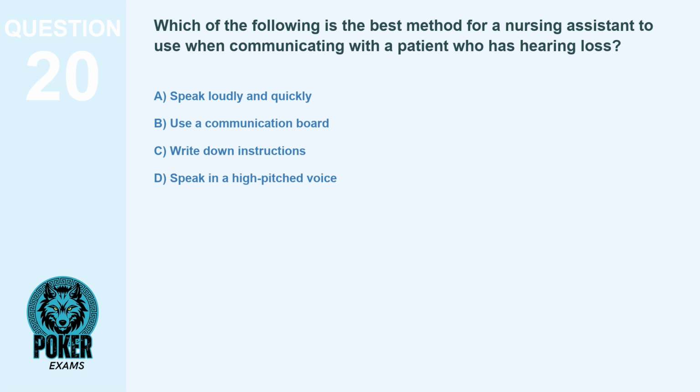Question 20. Which of the following is the best method for a nursing assistant to use when communicating with a patient who has hearing loss? Speak loudly and quickly. Use a communication board. Write down instructions. Speak in a high-pitched voice.